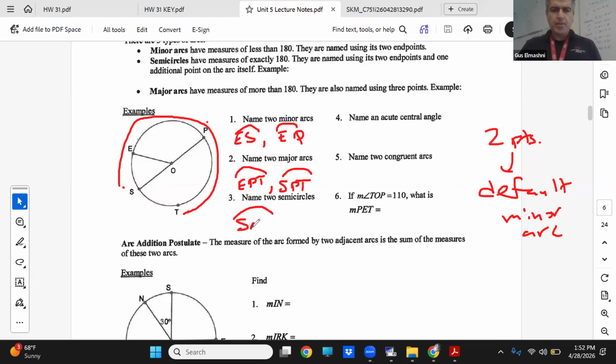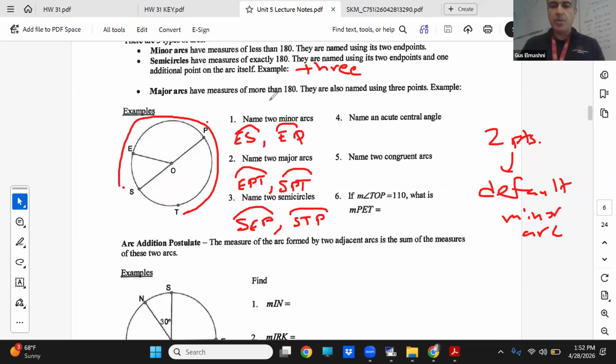SCP is a semicircle, right? What else is a semicircle? STP. The semicircles have to be connected. It does say their name uses its two endpoints and one additional. Yeah, you do want three. So you use the endpoints of the diameter, because S and P are the endpoints of the diameter, right? And you use an additional point in between S and P, right?